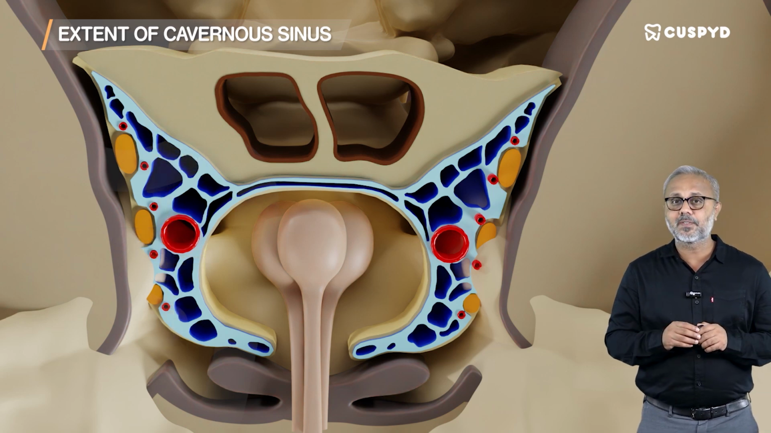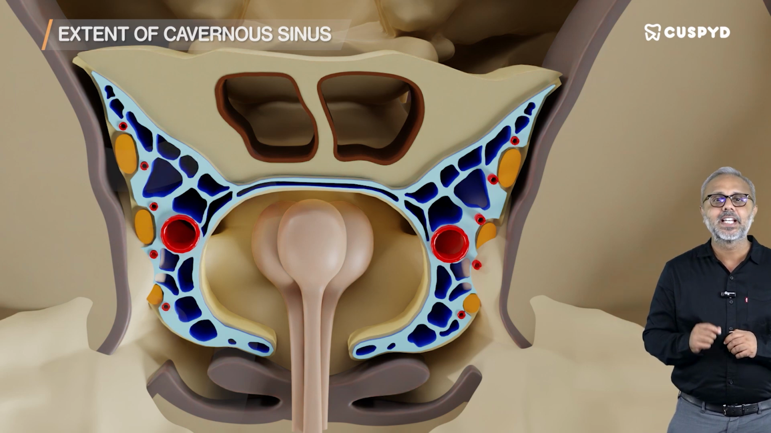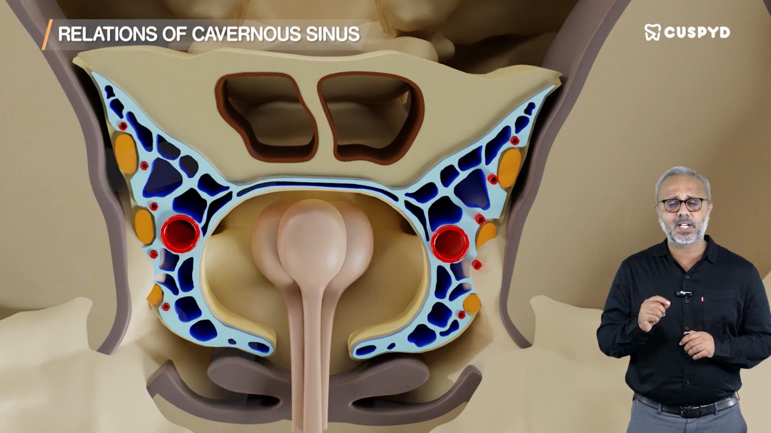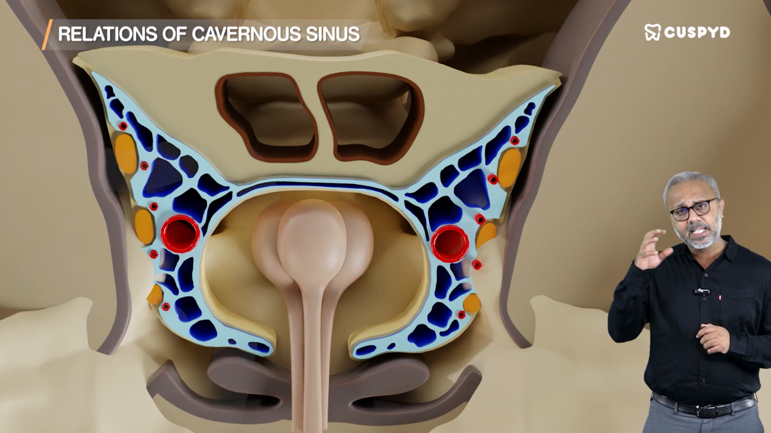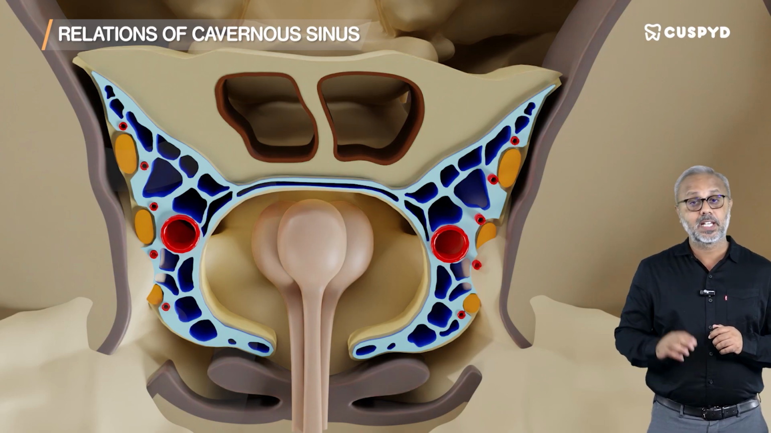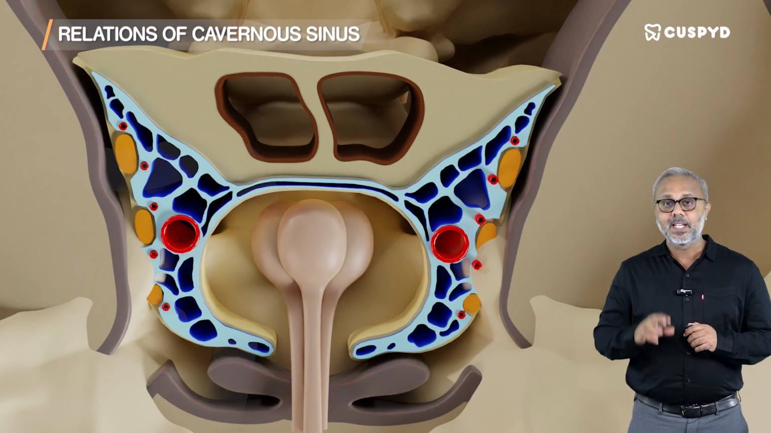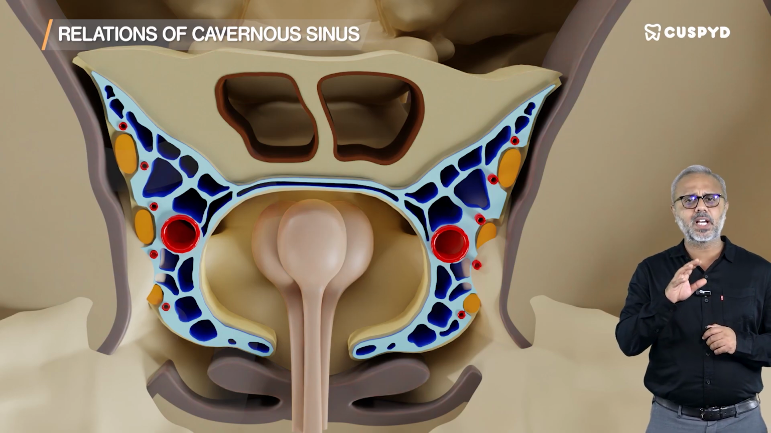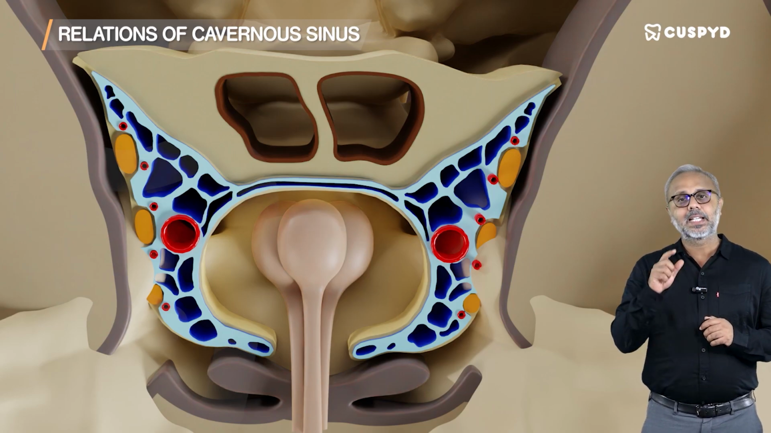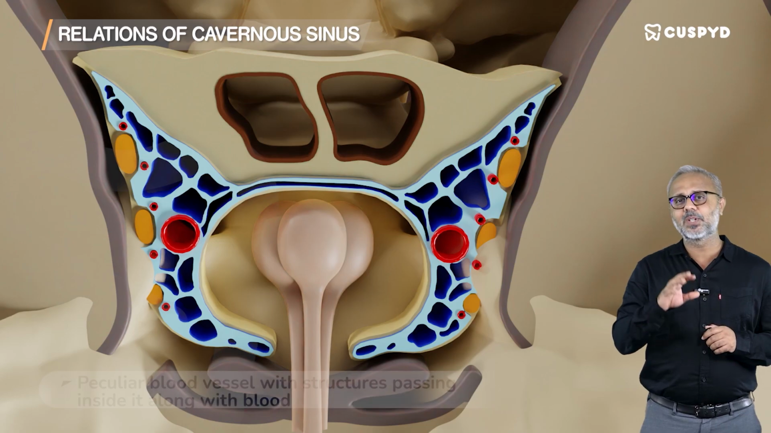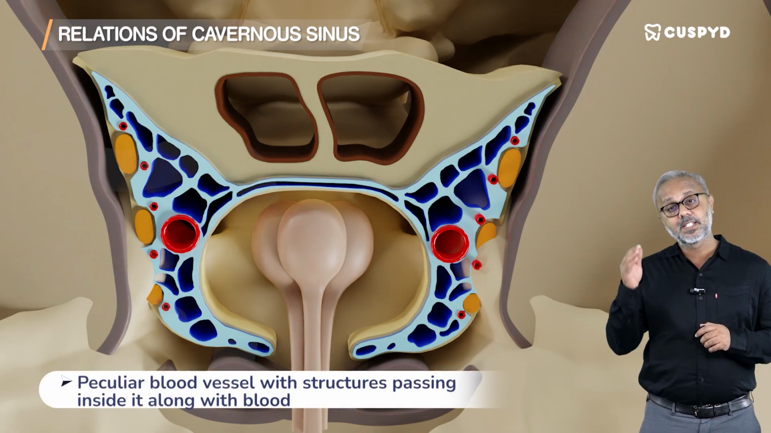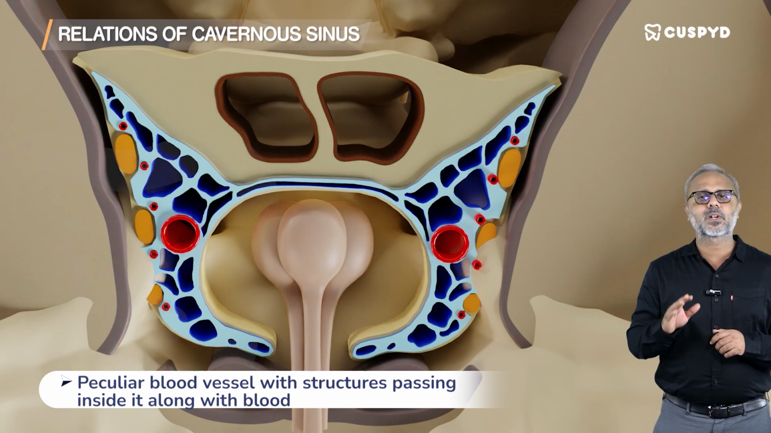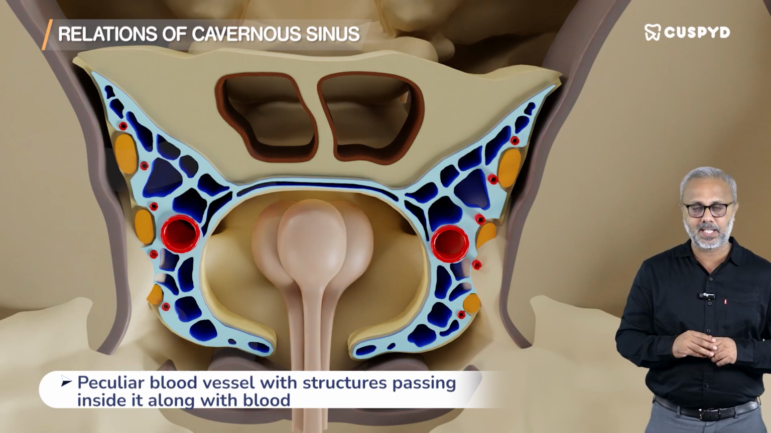But what is important for us in cavernous sinus is the relations. And in relations, there are few structures which are located inside the cavernous sinus. Now again, this is a peculiarity, right? Imagine having structures within a blood vessel, which is totally unheard of. But cavernous sinus is one peculiar blood vessel which contains structures traversing inside it along with the blood. These are called the internal relations of cavernous sinus.